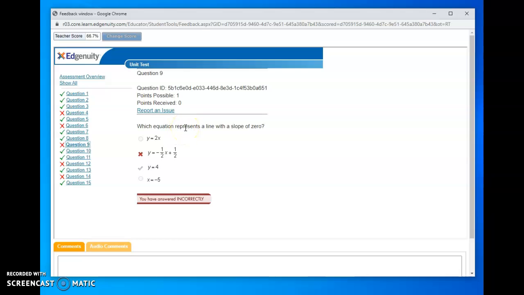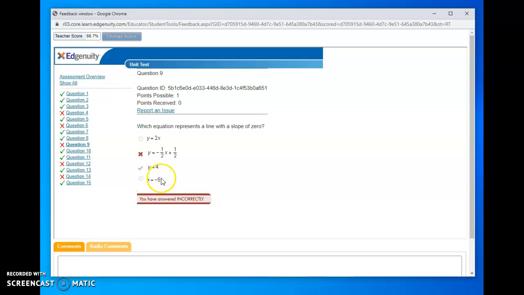Which one represents a line with a slope of 0? So hopefully, again, you have a calculator that can graph. If you don't, I would suggest using Desmos.com. That's a great calculator. So we're looking for something with a slope of 0. So this has a slope of 2 because it's 2x. This has a slope of negative 1/2 because it's negative 1/2 x.